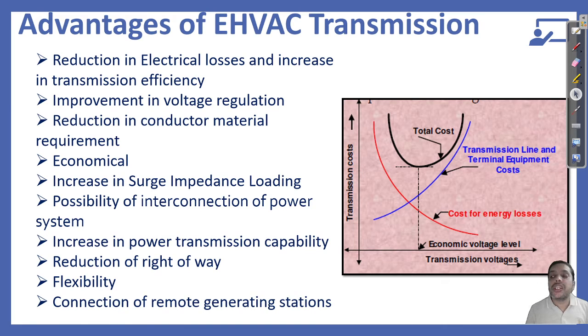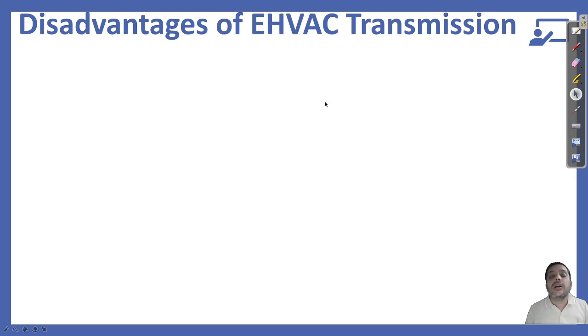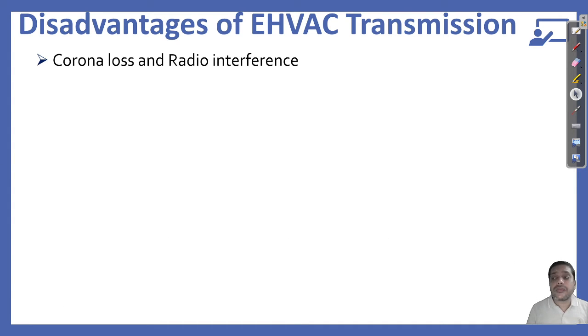Connection of the remote generating stations. So remote generating stations also can be connected with the main grid. But what are the disadvantages of the transmission line? We are going to discuss these disadvantages in detail next, that is corona loss and radio interference. We are going to focus on corona loss and radio interference in the next lecture, so we will not focus on this point. So how will this increase the corona loss and radio interference? Erection difficulty.